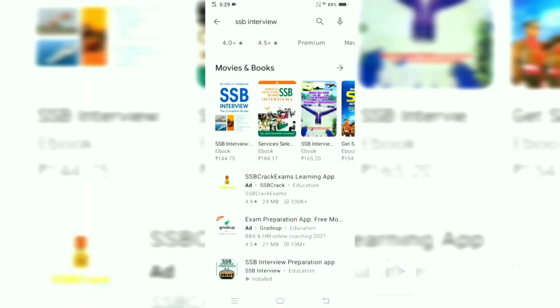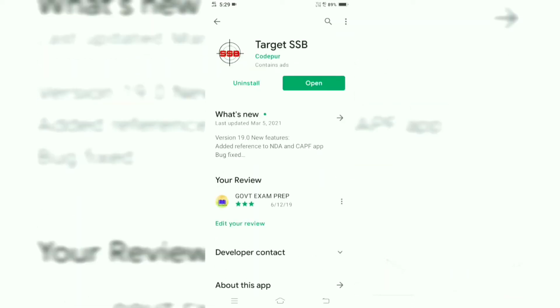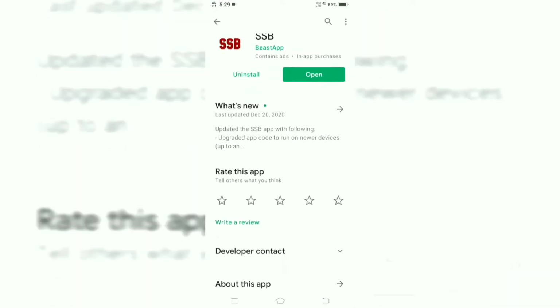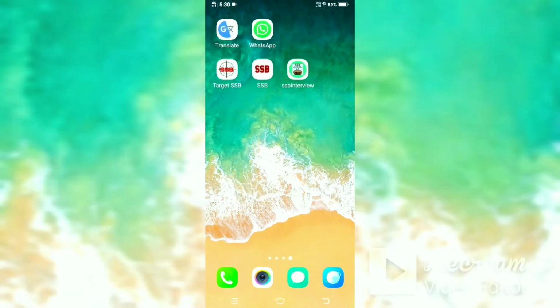Open the Play Store on your mobile and search SSB interview, and after searching you have to download 3 apps. There are many apps, but 3 of them are very good. I have checked all of these apps. The first one is the SSB interview preparation app, which I have already downloaded. The second one is Target SSB, and the third one is Only SSB. You can look at the logo. You have to download all these 3 apps, and these 3 apps have different good qualities and different bad things about them.